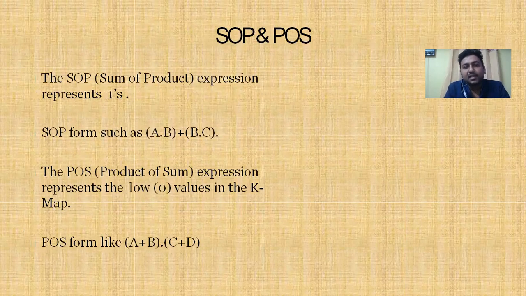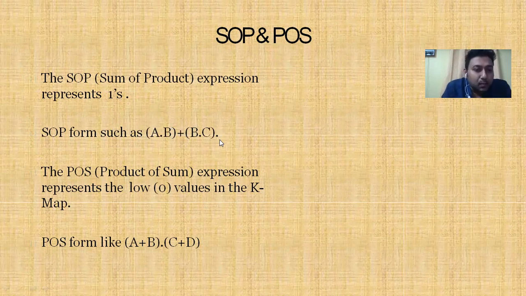Now, what is SOP and what is POS? The full form of SOP is sum of products, and it represents 1. Here is an example of SOP: A dot B plus B dot C. That means there is a product A dot B and a product B dot C, and the products are summed with each other.